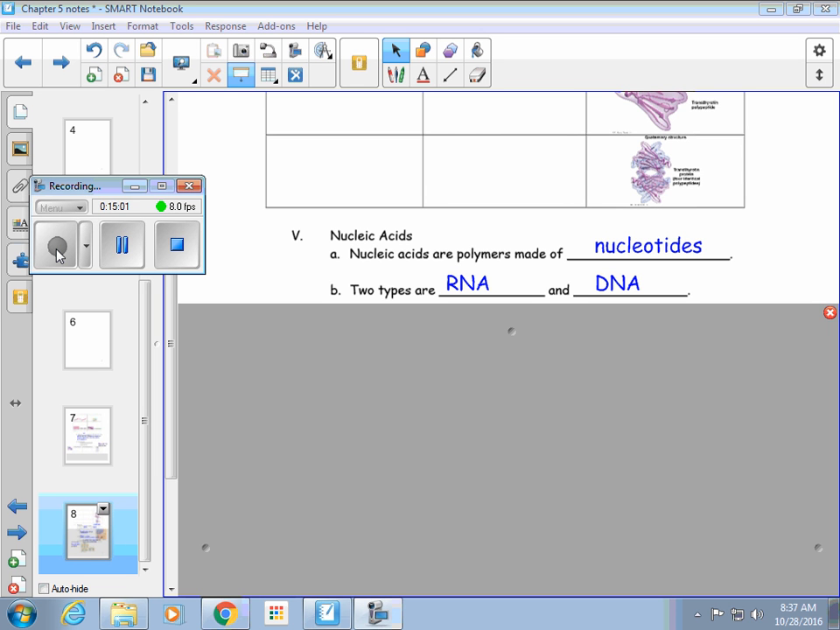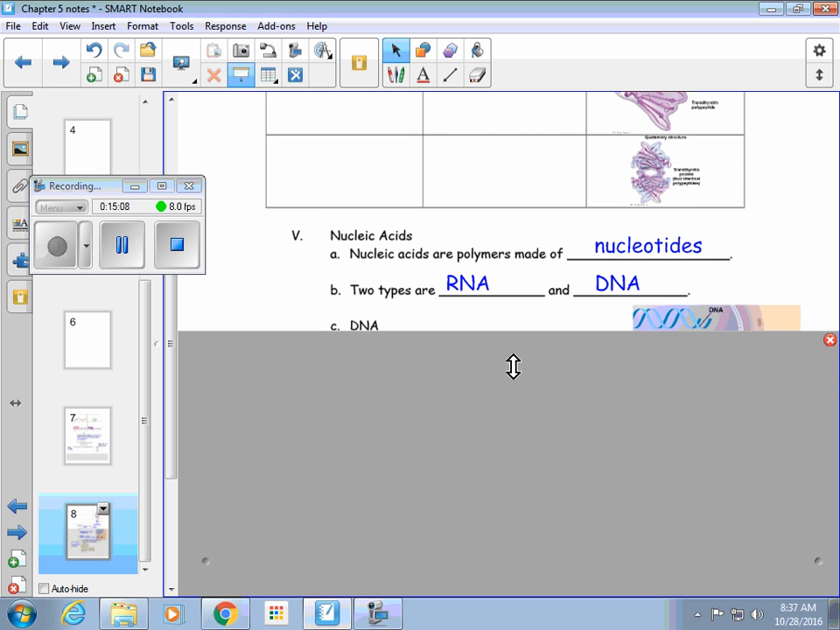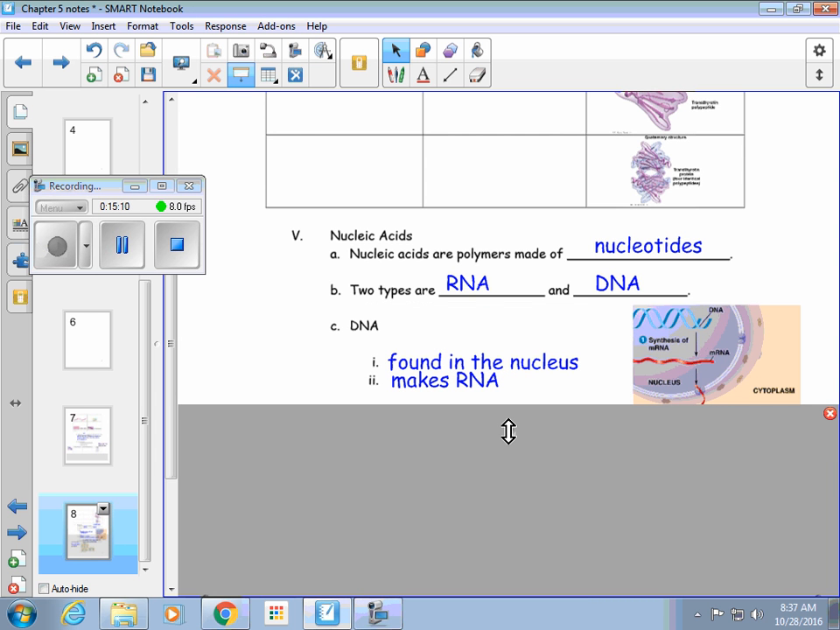There are two types of nucleic acids. There's RNA, and then the more famous of the two would be DNA. DNA we can find in the nucleus of every cell of a living thing, and DNA is what makes RNA. DNA, as it makes a copy of itself, its copy is called RNA.